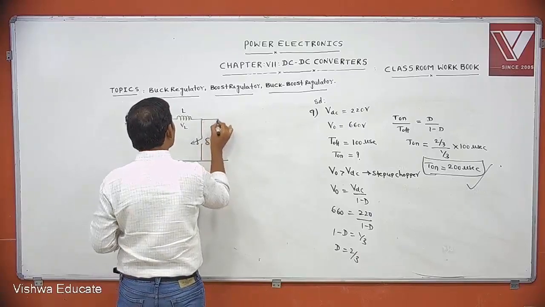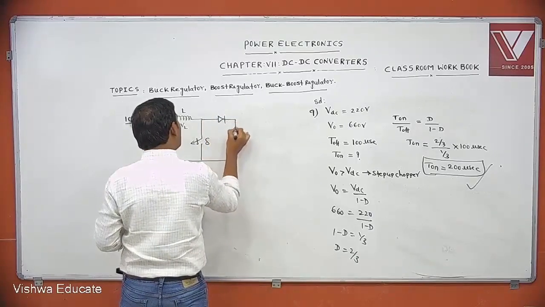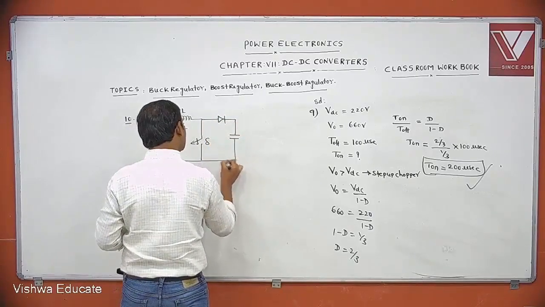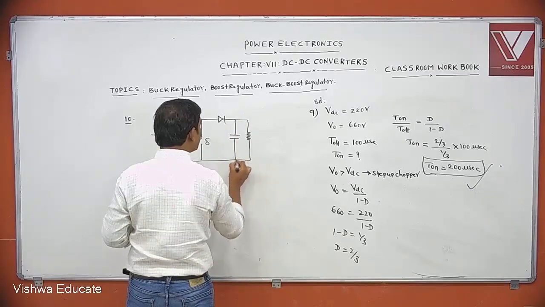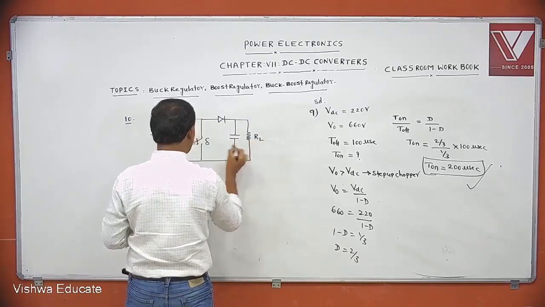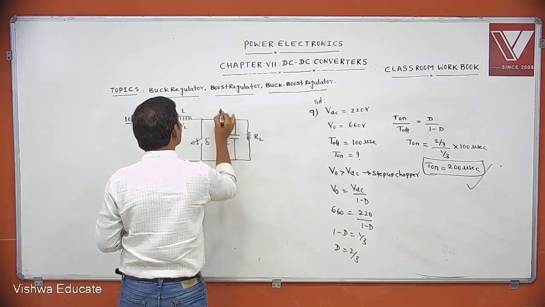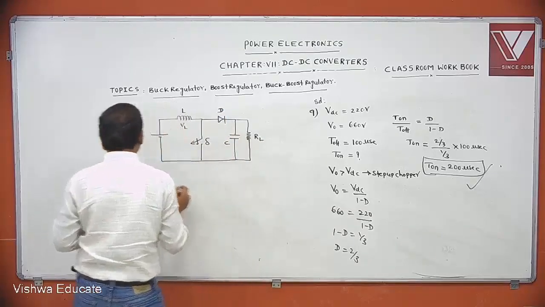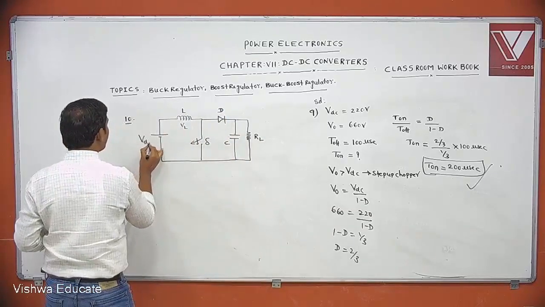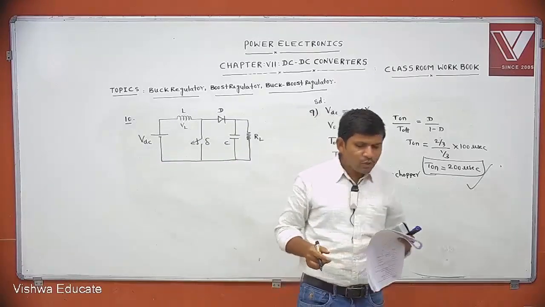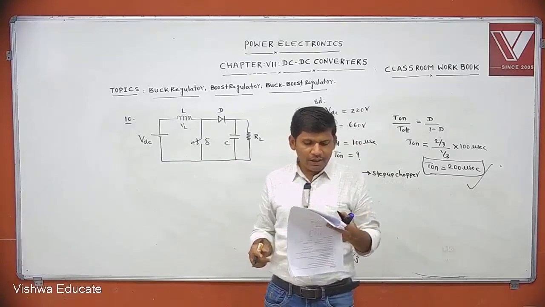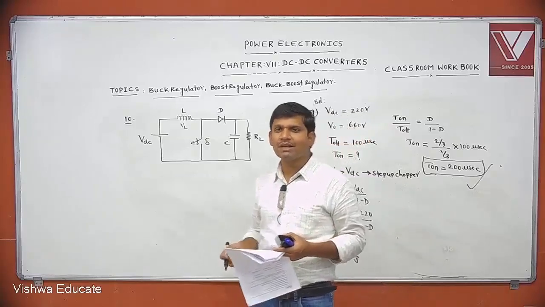Then this is the diode, and this is the capacitor connected across the load RL. This is C. This is D. The supply voltage is VDC. Now can you tell what is the average voltage across the inductor and the capacitor respectively under steady state condition?